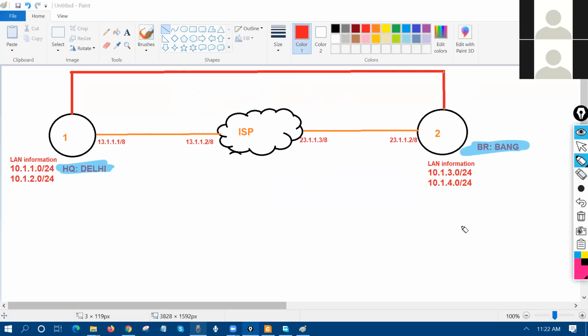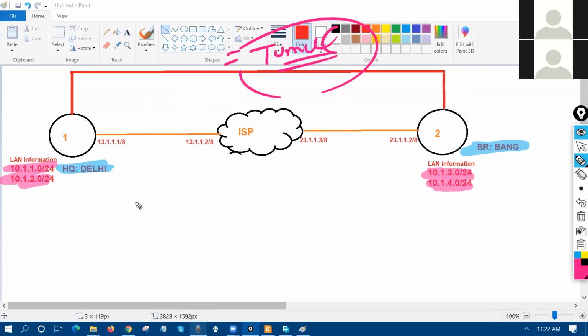And through this logical connection, I'm going to exchange all my routing information, all the LAN information. So over this ISP, I'm going to create one logical connection. This logical connection is known as a tunnel. And we can achieve this by using a VPN.